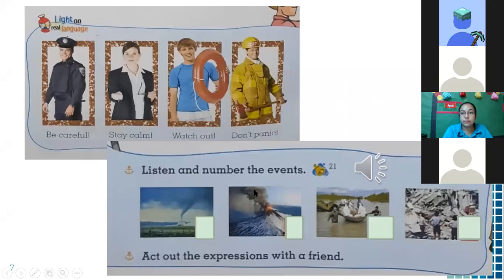Okay, so let's see, tomorrow we solve this exercise, yeah? Exercise on page 25, let me see, yeah? Tomorrow we solve this part.